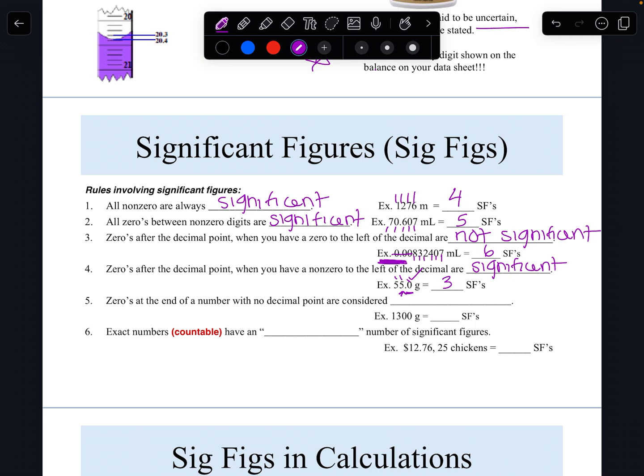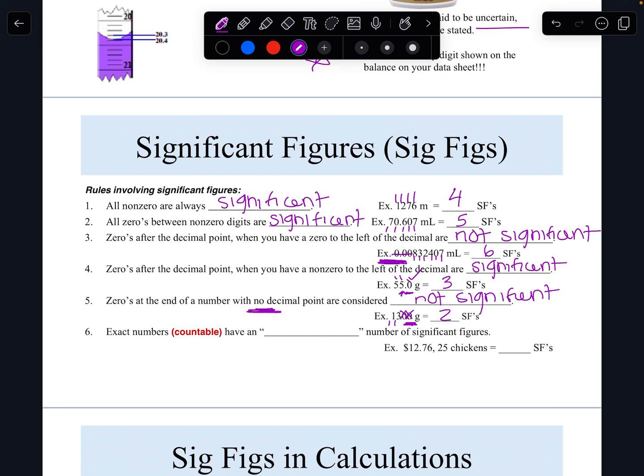Now I want you to compare this number to the next example's number, which is 1300. Okay, let's read that rule and then we'll compare. Zeros at the end of a number when there is no decimal point are considered not significant. So because there is no decimal place here, these are not significant. The only significant numbers here are the 1 and the 3. Compared to the previous example, when you see the decimal point, that is significant. Okay, so it's all about significant numbers in regards to decimal places.